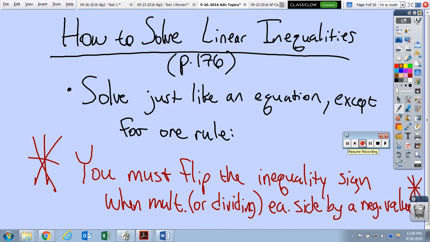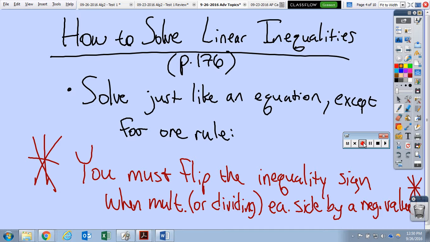Does it say except for one? Yeah. So there's one rule. You must flip the inequality sign when multiplying or dividing each side by a negative value. Don't switch it yet. Alright, that's the golden rule.